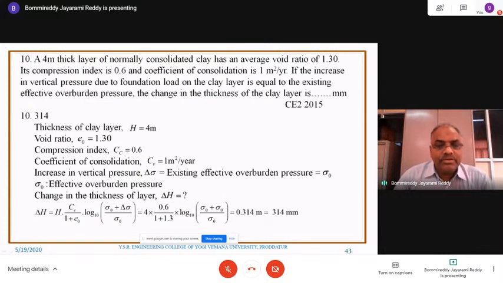Now look at this diagram, this question. It is also computing the delta H only. You can calculate later.